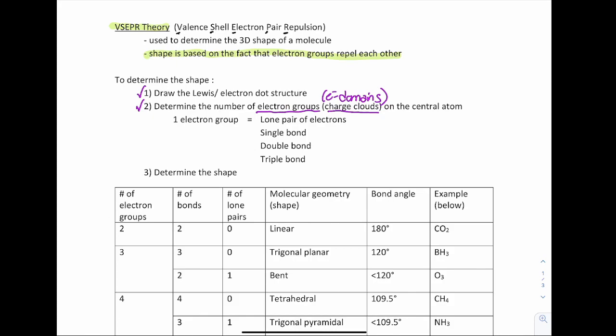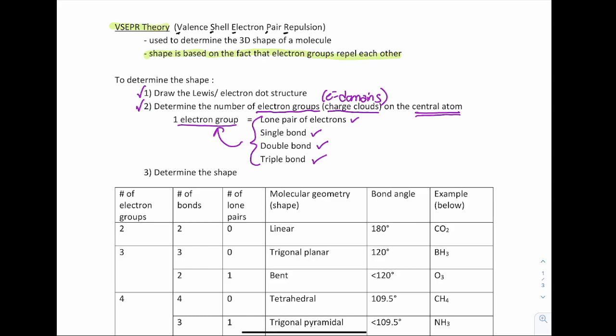So we're going to draw the Lewis structure. We're going to determine the number of electron groups or electron domains on the central atom. We're going to look at the one in the middle. If there's more than one central atom, then each of those central atoms will have a shape, so we'll look at all of them. And then what comprises an electron group? A lone pair, a single bond, a double bond, and a triple bond are all one group each.